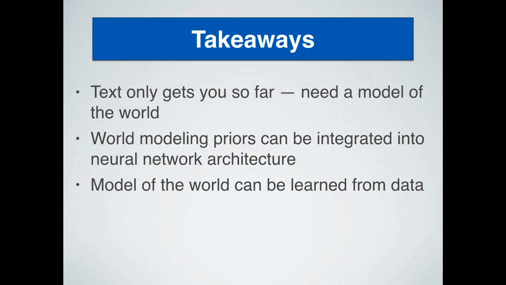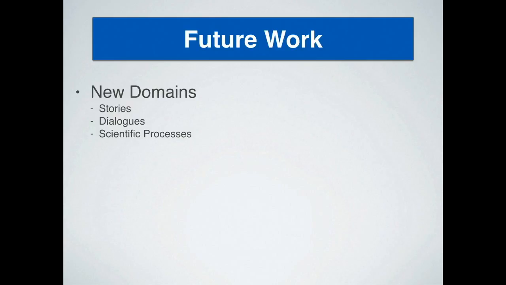So the takeaways: text only gets you so far. You really need a model of the world to do good understanding. You can encode these priors into a neural network architecture, and that model of the world can be learned from data. In future work, we're looking at stories, dialogues, and scientific processes, and we're also looking at what type of models of the world we can encode to do better on these downstream tasks.